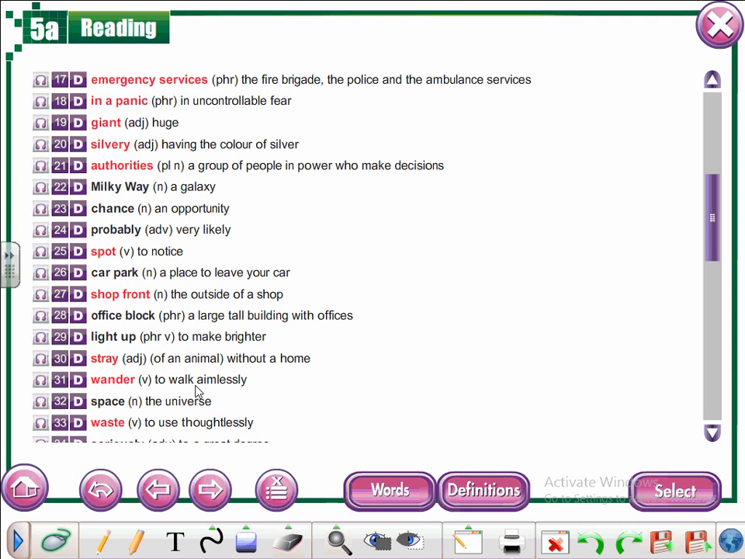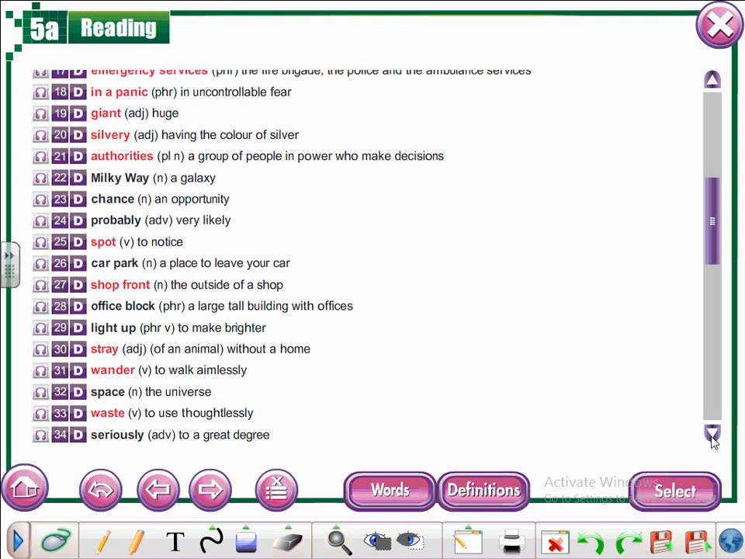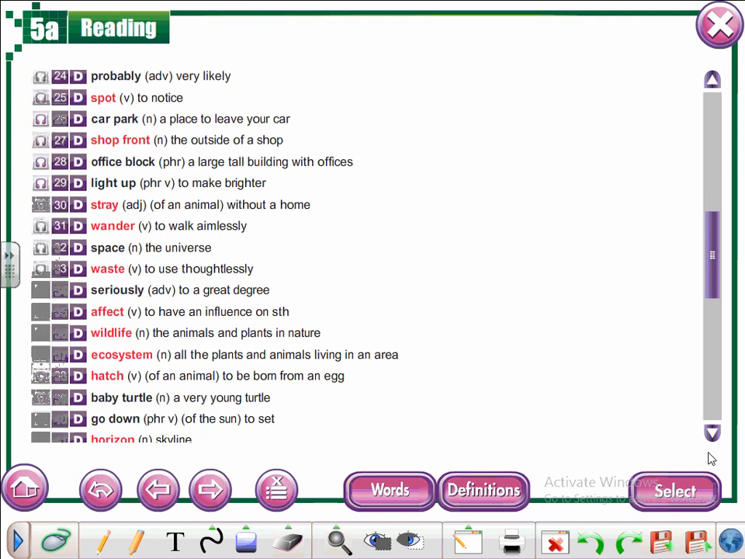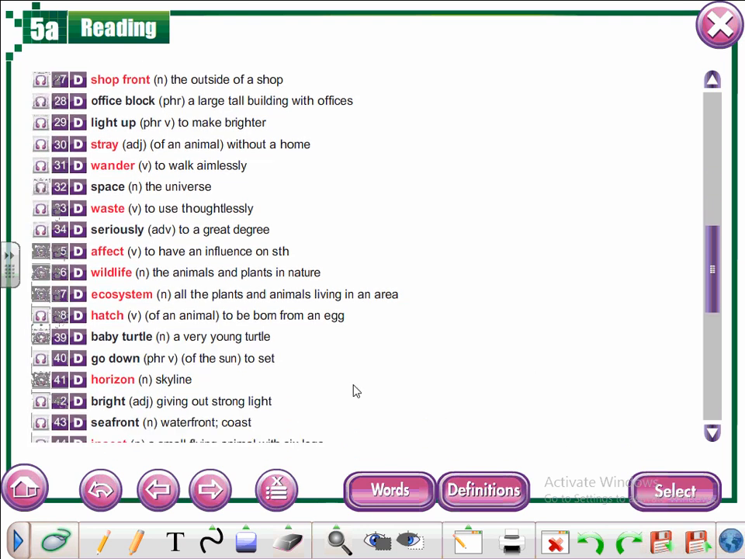Wander, to walk aimlessly, like to walk around without any aim. Waste, to use thoughtlessly, like wasting water, so leaving the tap open without using it. This is like wasting water. And then we have affect, to have an influence on something. Wildlife, the animals and the plants, nature. Ecosystem, all the plants and animals living in an area.